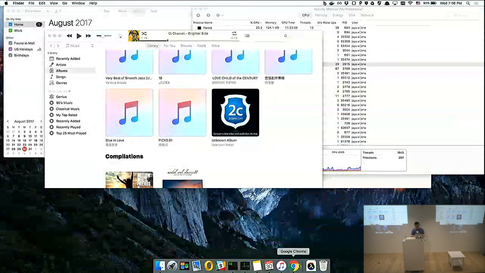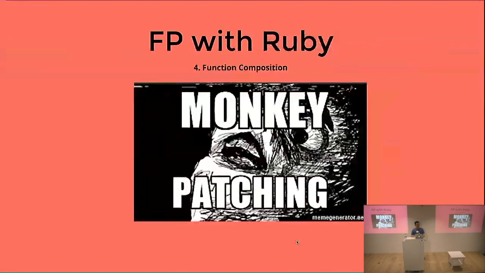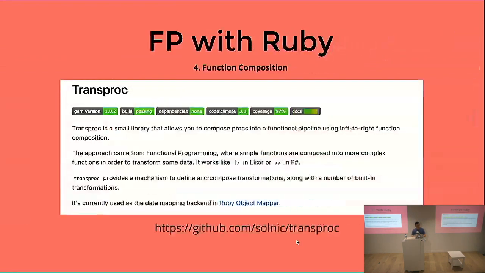And some of you might be like, holy shit, I don't want to do functional programming in Ruby if I have to monkey patch. Fortunately, Sonic wrote this library called transprog that allows us to compose procs into a functional pipeline. And this is highly inspired by Elixir and F#.